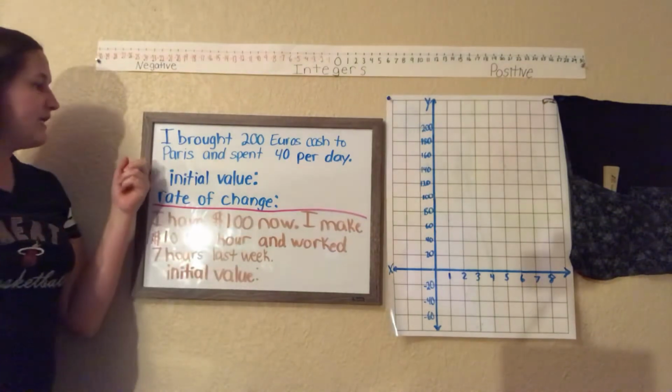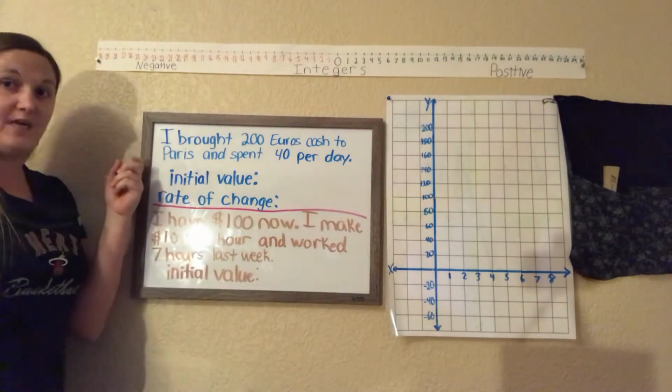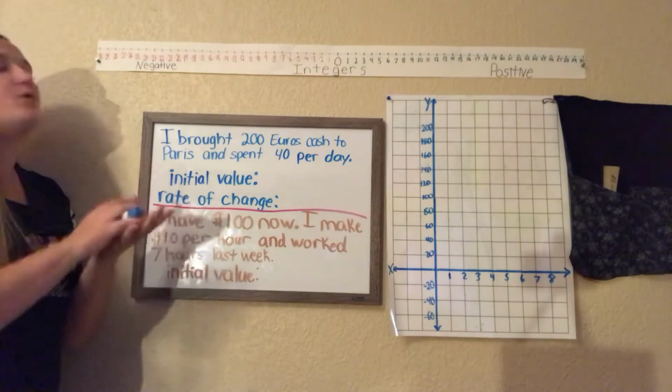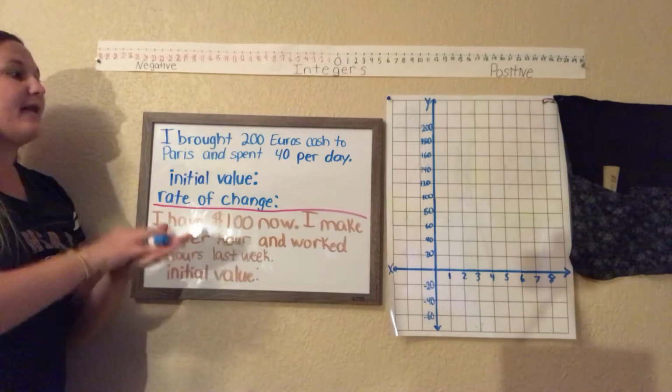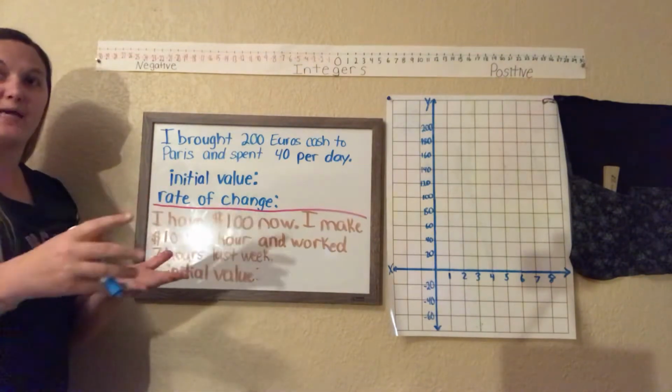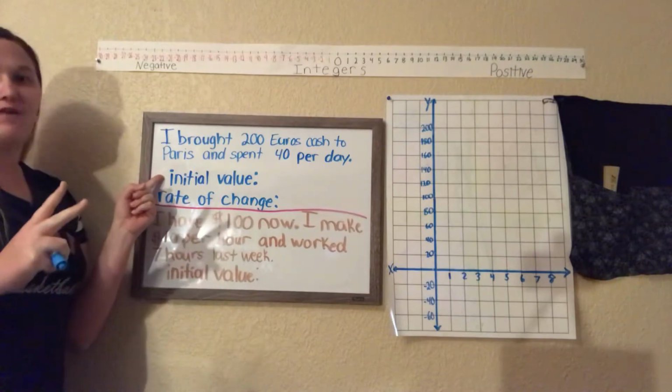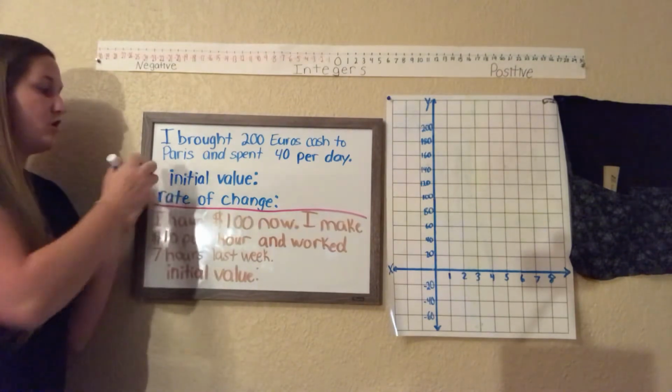So in this first example, as you guys know, I ditched you in October to go to Paris. So I brought 200 euros in cash, and I was spending about 40 euros per day. So I have two parts to this question. What is my initial value? That means what did I start with?